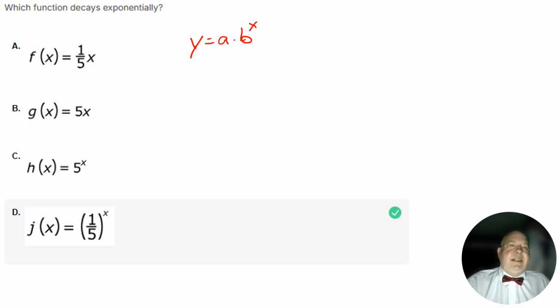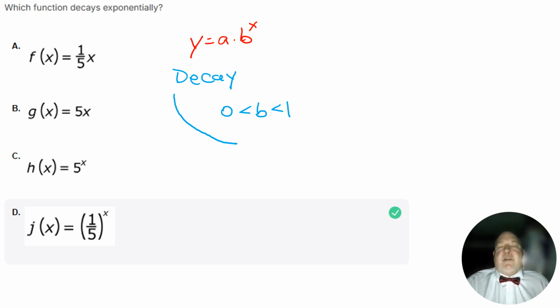So this is asking us about decay. So let's look at that first. Just to give you a little info here, a decay function, when you graph it, is going to look kind of like this. That's a decay function. And the way you know from looking at the equation if it's a growth or a decay is that for a decay, the b value, the value with the exponent, the base of the power, is between 0 and 1. So it's less than 1 and greater than 0. So that's the decay part.